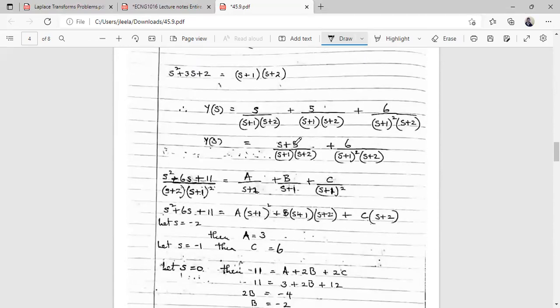The first and second terms could combine, so this will give you Y(s) is (s plus 5) over (s plus 1) into (s plus 2). And the second term, 6 over (s plus 1) squared into (s plus 2).